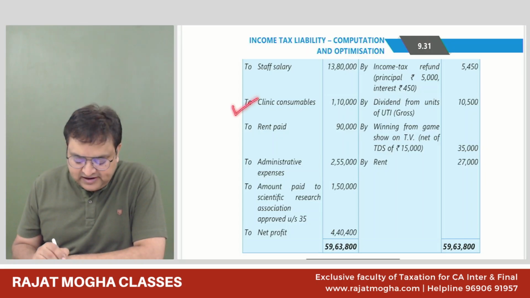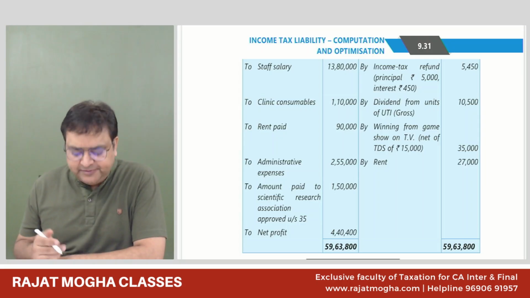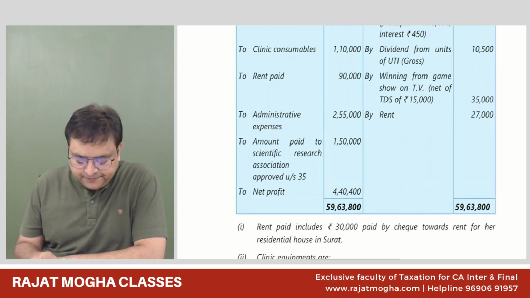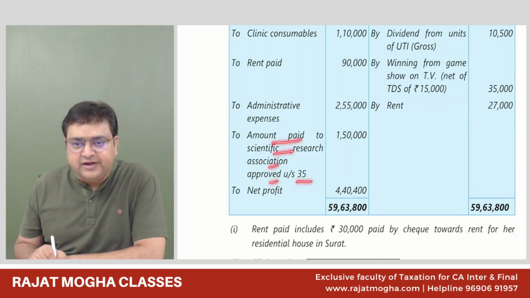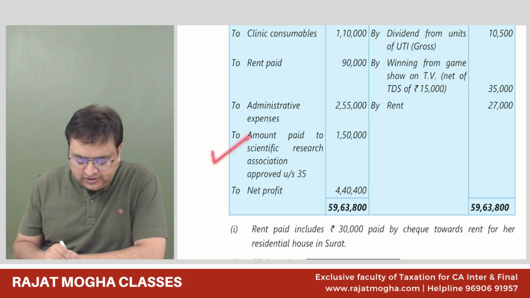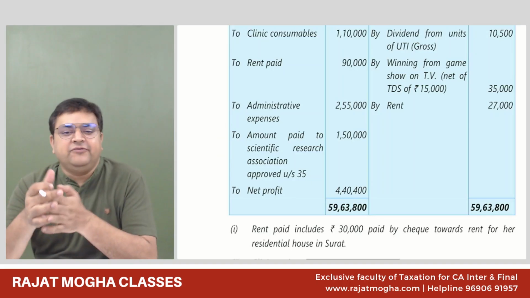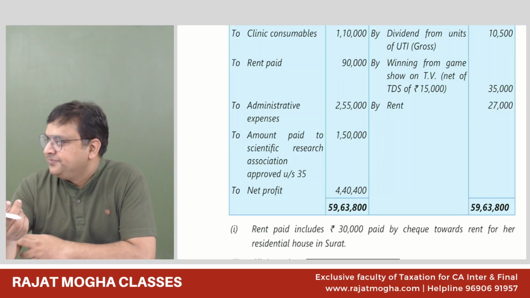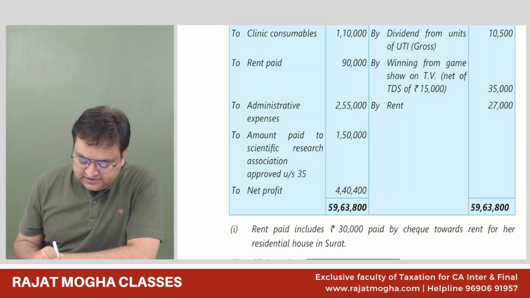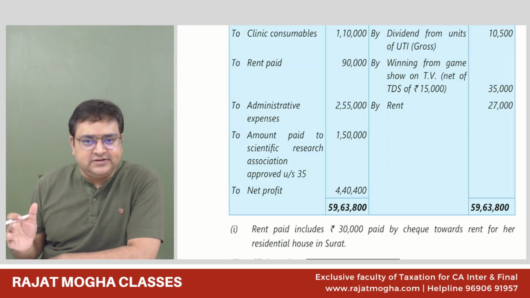Clinic consumables. That's okay. Rent paid. If it is for the business purpose, professional purpose, then we are okay with this rent paid also. Administrative expenses, we are quite okay. Amount paid to Scientific Research Association approved under Section 35. Now, whether it is allowed or not, so it is there in Section 35 that if you are paying amount to a Scientific Research Association, please tell me whether it is an in-house research or an outside research. It's an outside research because they are saying that amount paid for Scientific Research Association. It's an outside research, correct?